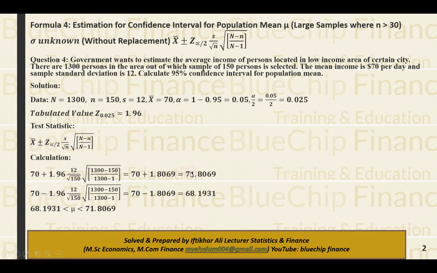It is the upper range for population parameter mu and for the lower range, 70 minus 1.8069 will be equal to 68.1931. So population mean mu will be located within this range.